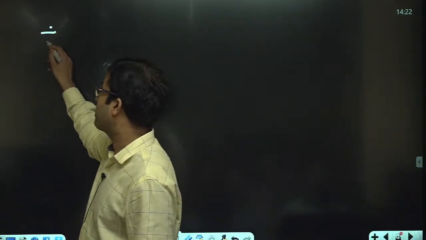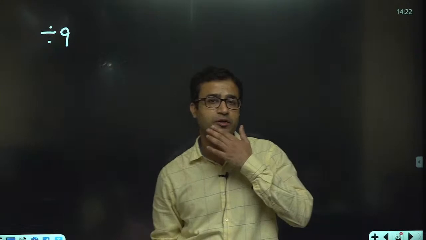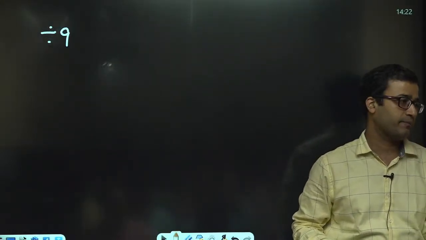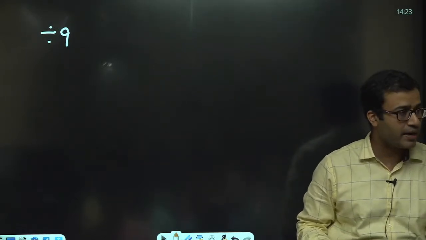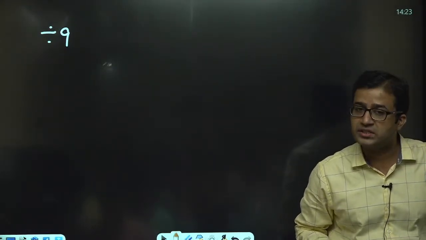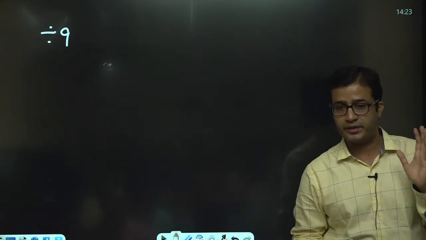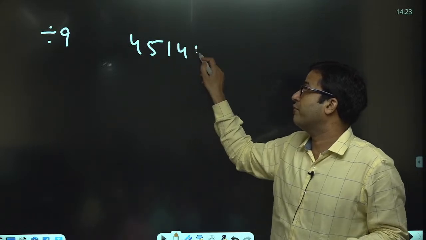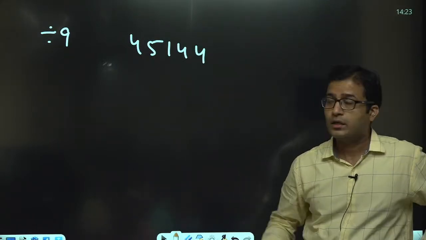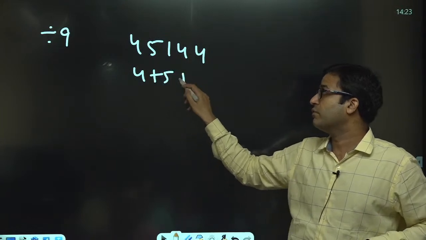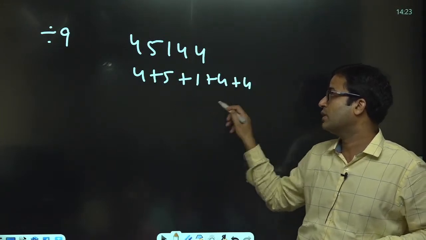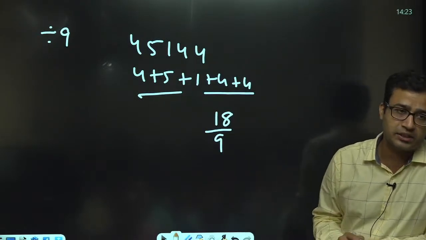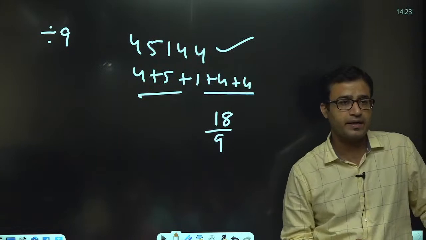Divisibility of 9. Same, because it belongs to the family of 3. Here we will see the sum of the digits. Here we will check by 9. If the sum of the digits is divisible by 9, it means the complete number is divisible by 9. Otherwise we will get the remainder. Like 45,144. So what will we do? 4 plus 5 plus 1 plus 4 plus 4, 9 plus 9, 18, and 18 is exactly divisible by 9. Yes, it is divisible by 9.